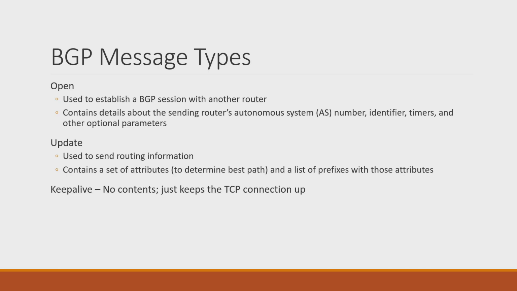The third type, the keep alive message, is a very simple and straightforward message. There's no actual information in this message, it's just sent by routers to keep the underlying TCP session up. The last type is the notification message, which will only be sent when something is wrong. Maybe there's a problem with the open message, maybe some address family isn't supported, or maybe some mandatory attribute is missing from a prefix. Notification messages are how one router lets the other router know what the problem is.